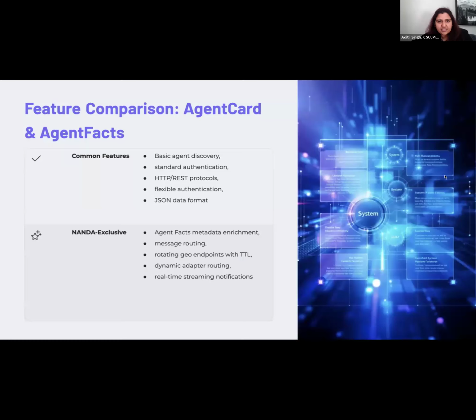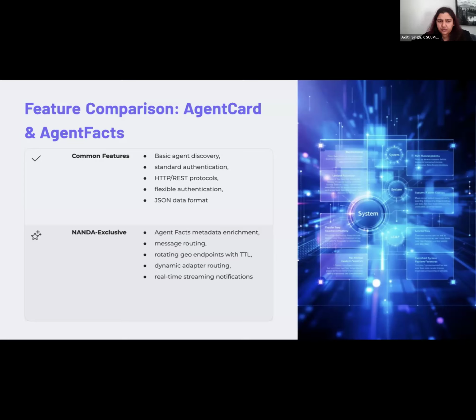Next slide, please. This is just the difference between the agent card, which is part of Google's A2A protocol, and AgentFacts, which is part of the Nanda Quilt registries. These are not all the specs, just a snapshot of what they support. The common features, like basic agent discovery, standard authentication, the HTTP protocol, and flexible authentication, are provided by both of these.